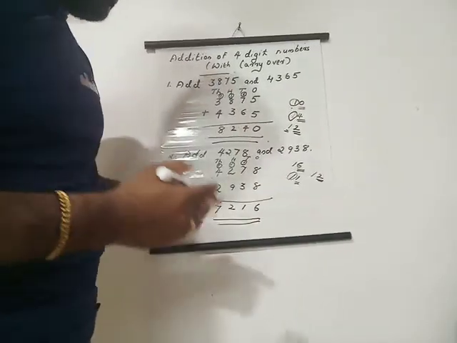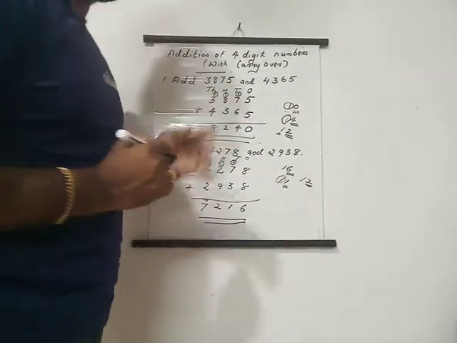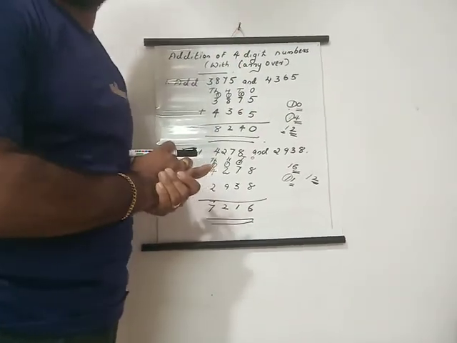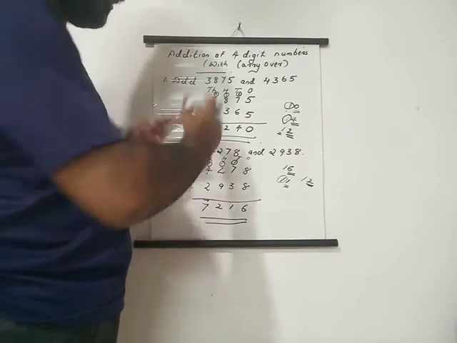So this is the way we have to add 4-digit numbers. This one has carryover. When we add two 4-digit numbers, if there is carryover, we need to focus on this kind of thing.